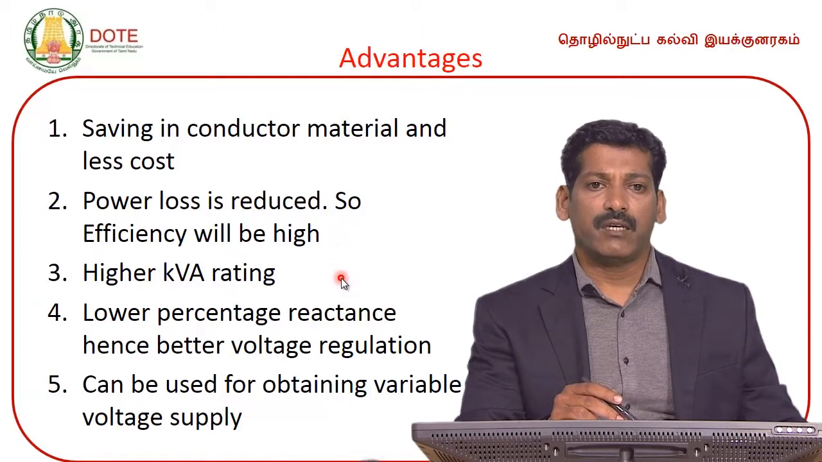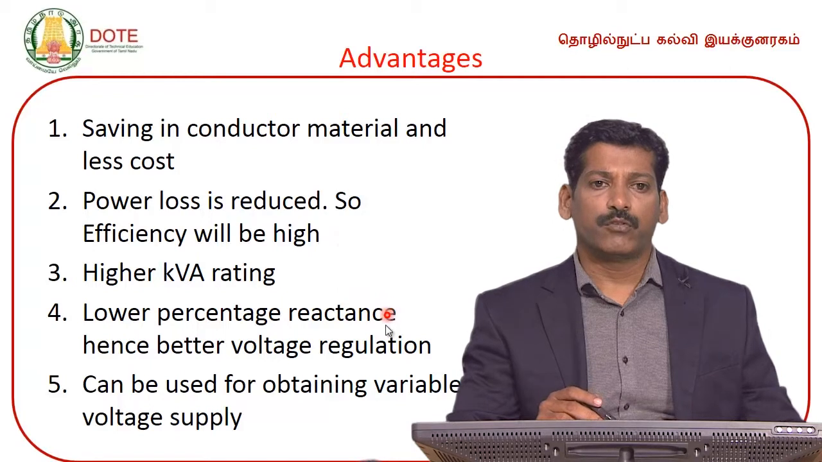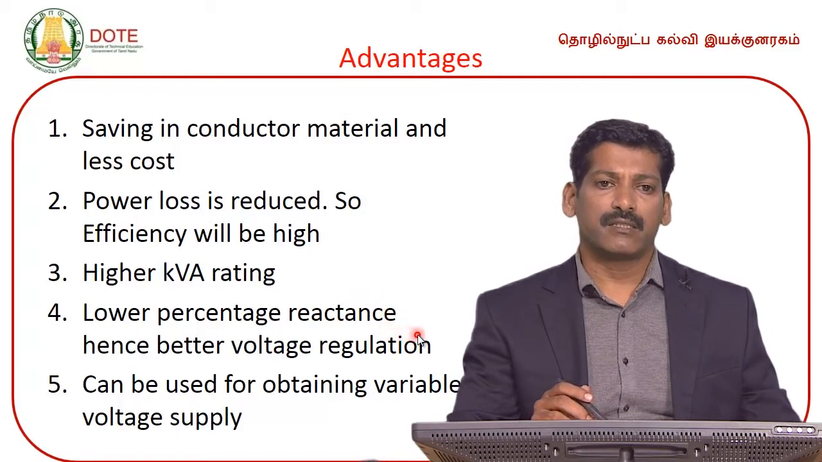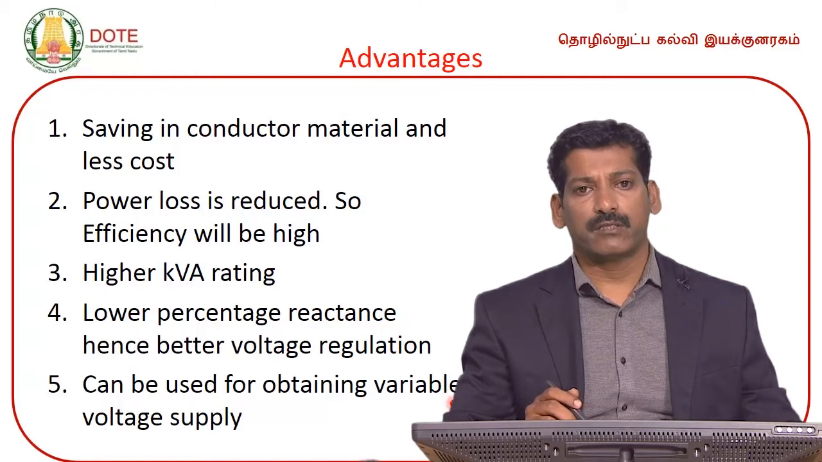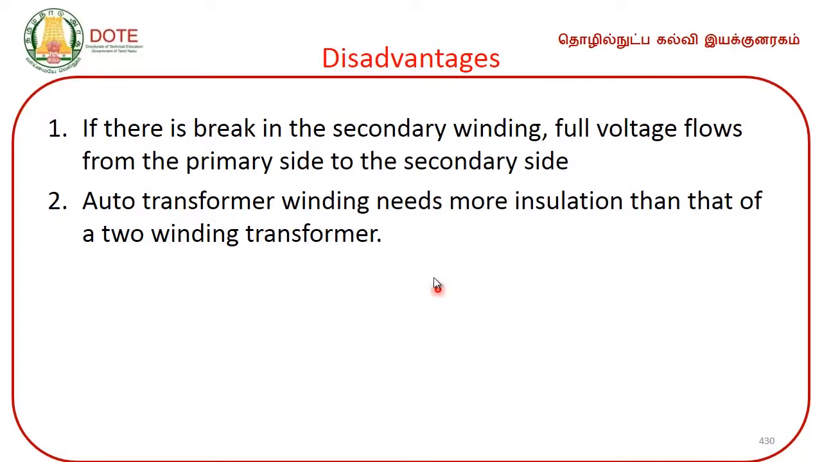Higher kVA rating. Number 4, lower percentage reactance, hence better voltage regulation. Number 5, can be used for obtaining variable voltage supply. Disadvantages: if there is a break in the secondary winding, full voltage flows from the primary side to the secondary side.